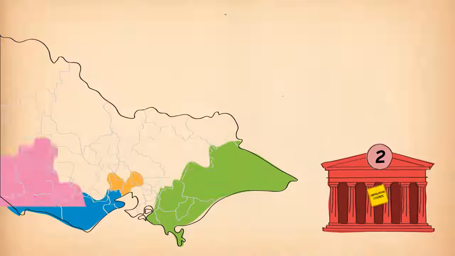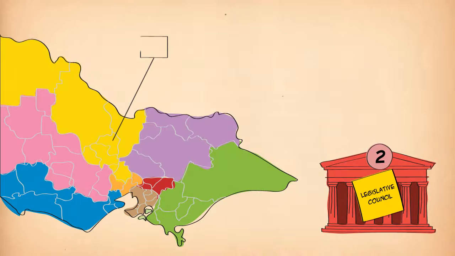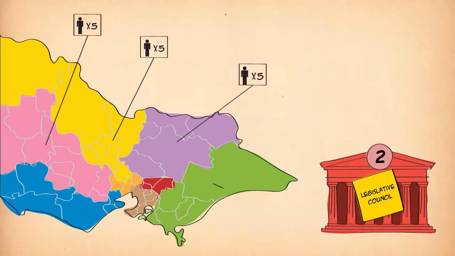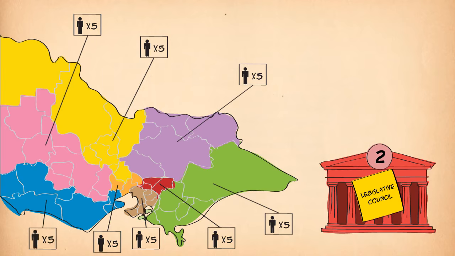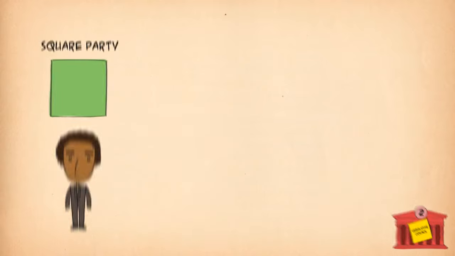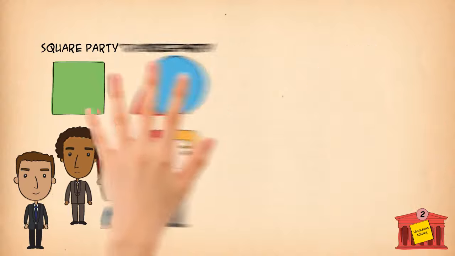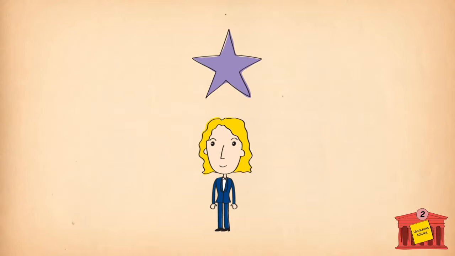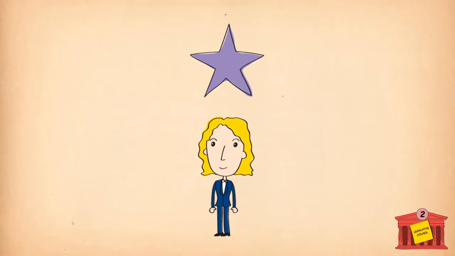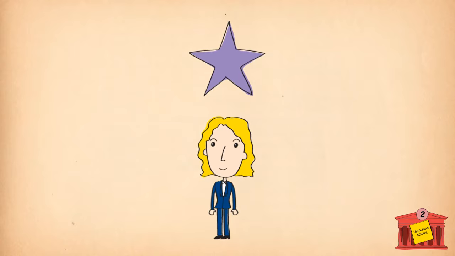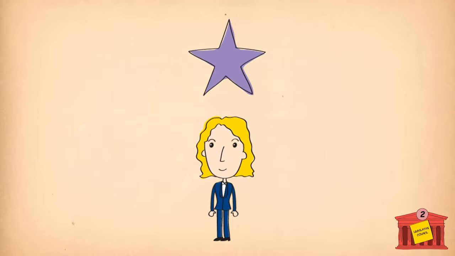Elections to the Legislative Council are different. Voters elect 5 representatives from each of the 8 regions in the Legislative Council. You vote for the region you live in. More than one candidate from each party can be elected in each region. The voting system used for the Legislative Council is called proportional representation. This system usually means some candidates from minor parties are elected.